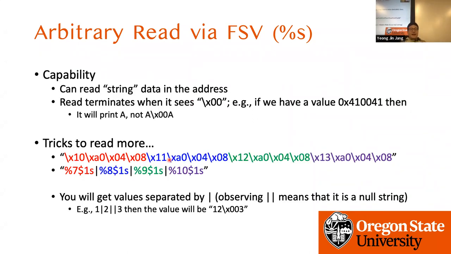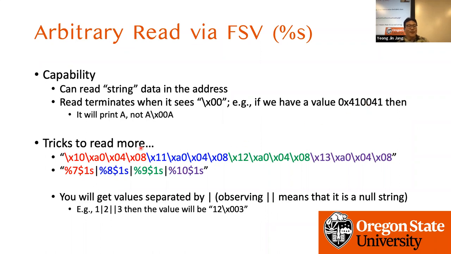So its capability is that it can read the string. %s will stop reading the data if it meets the zero byte. Suppose we have a value like this inside of the address. Then it will try to print out A and stop. Then how can you read the full bytes?